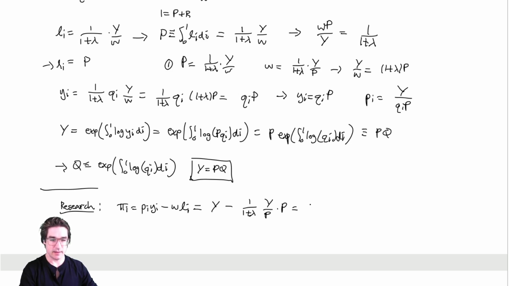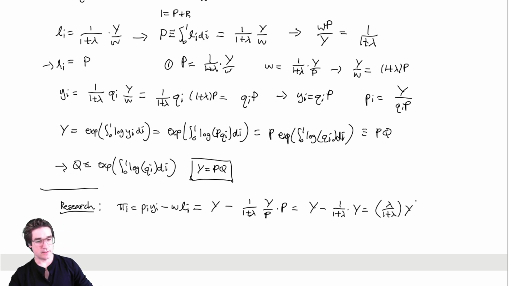So what do we get? We get Y minus 1 over 1 plus lambda times Y again. You can factor out the Y, then you just get 1 minus 1 over 1 plus lambda, which turns out to be lambda over 1 plus lambda. It's kind of confusing because Y and lambda are vertical mirrors of one another, but that's lambda, and that's Y.